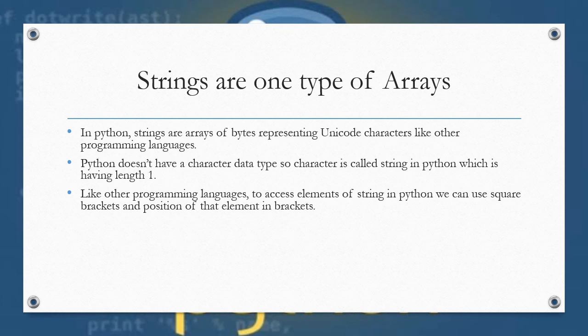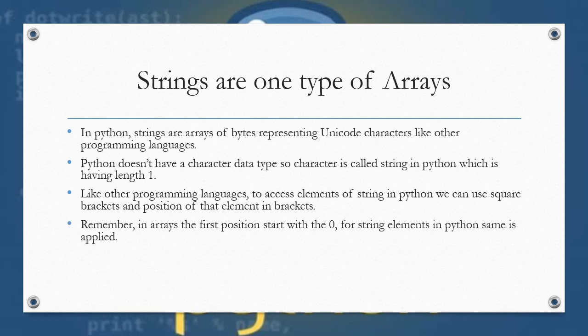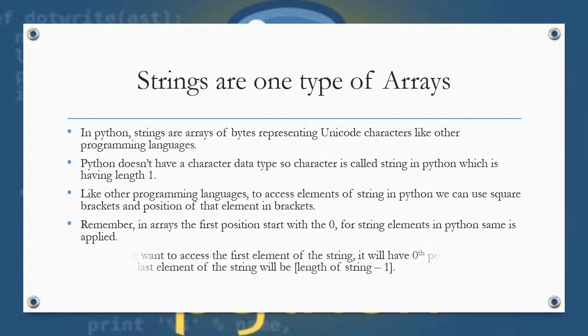For string elements in Python, the same is applied. So if you want the element which is on the 0th position, you can say that it's the first element, or vice versa. If you want to access the first element of the string, you use the 0th position. The position of the last element of the string will be the length of the string minus 1, because our string starts from 0.